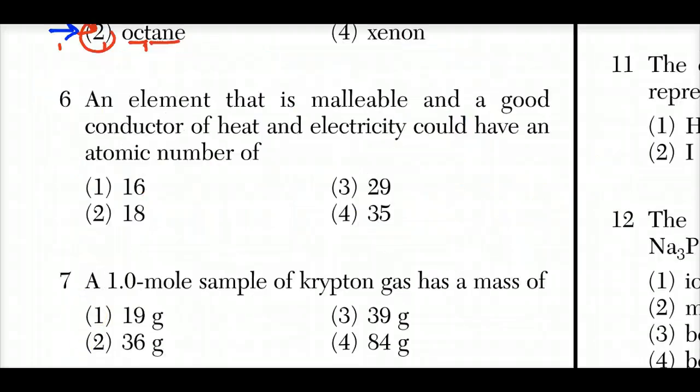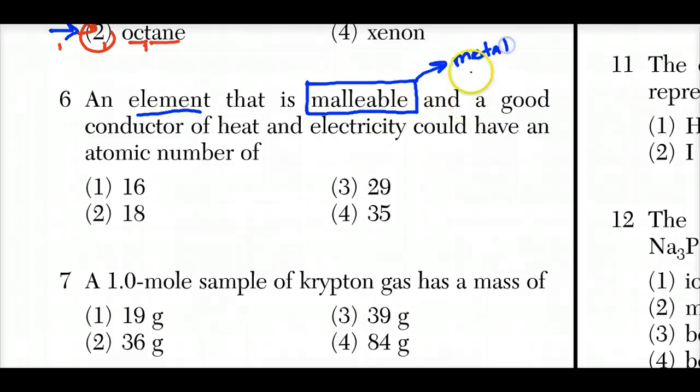Number 6. An element that is malleable. Now, malleable is a physical property of elements that can be heated and shaped into any shape without breaking. The word mallet is in there. It's that you can hammer it into thin sheets. And that's a property of metals. Metals can be heated and shaped very well because of their metallic bonding, their sea of mobile electrons.